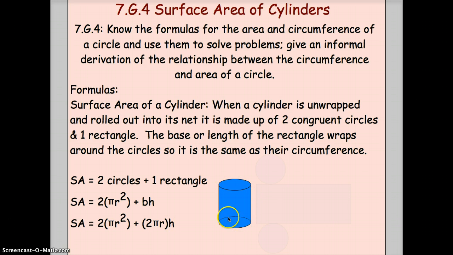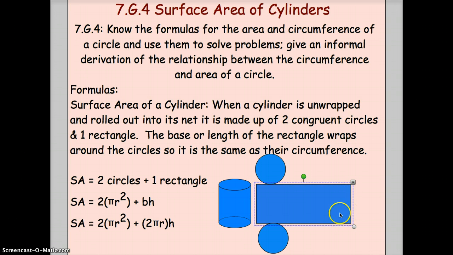This is our cylinder. I have a circle here, which we'll bring out right there. And then we have this bottom circle as well. And remember, a cylinder doesn't always have to be standing upright. It can be laying on its side. We'll still have those two circles. And then if I unwrap this middle portion like a label, it'll roll out and be a rectangle.